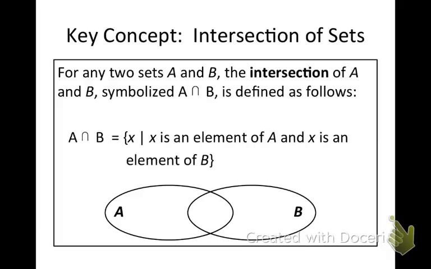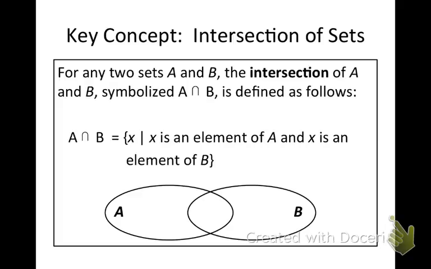So for any two sets, we're going to call them a generic A and B. A represents a solution set, B represents a solution set. So for any two sets, A and B, the intersection of A and B is symbolized by the following: A, it looks like an upside down U, B. And is defined as follows.